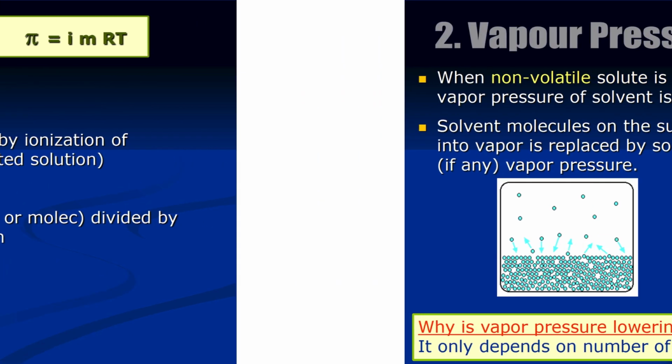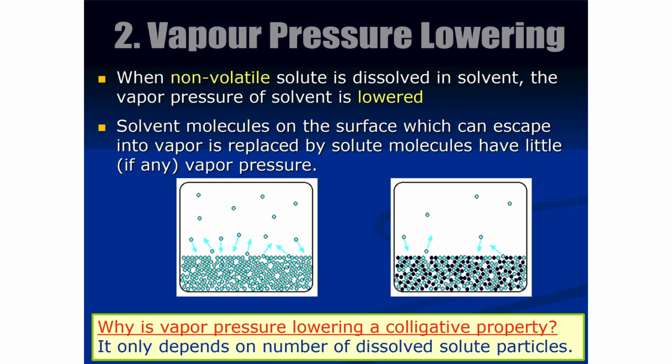2. Vapor pressure lowering. Next, let's explore vapor pressure lowering. When a non-volatile solute is dissolved in a solvent, the vapor pressure of the solvent is lowered. This happens because solvent molecules on the surface that can escape into vapor are replaced by solute molecules that have little, if any, vapor pressure. Why is this a colligative property? It only depends on the number of dissolved solute particles, not what they are.